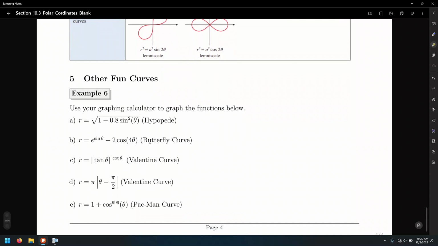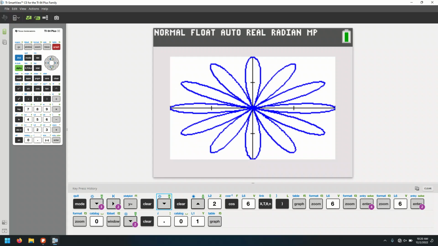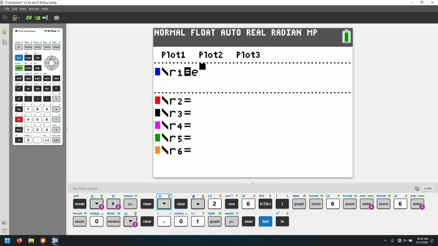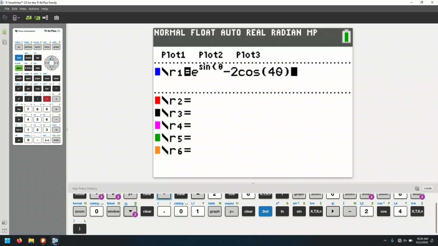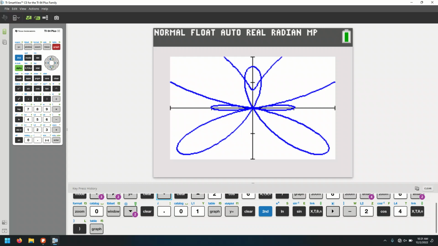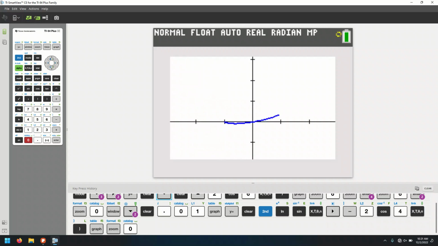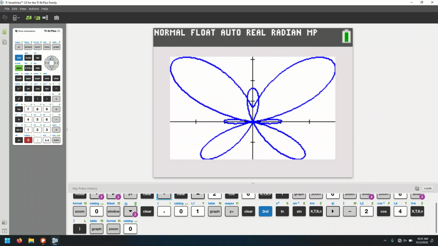We have a butterfly curve. I'm going to do this one on the graphing calculator. Let me go back to y equals. So clear, and I'm going to type e to the sine theta, minus 2 cosine 4 theta. And let's graph. I'm not going to be able to see the whole thing, so let me do zoom fit so I can see the whole graph. You will see the graph of a butterfly right here.